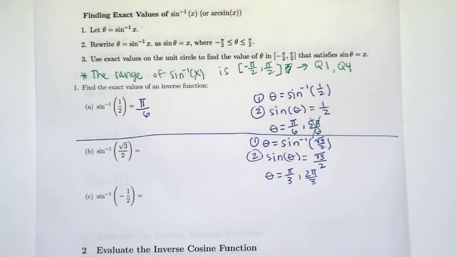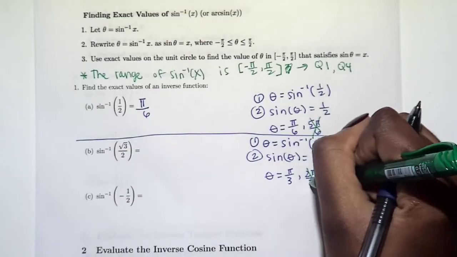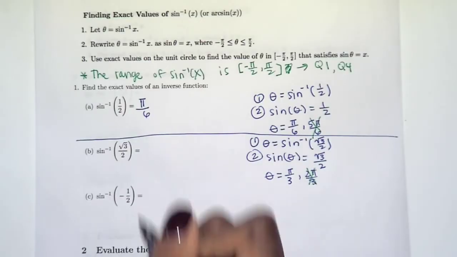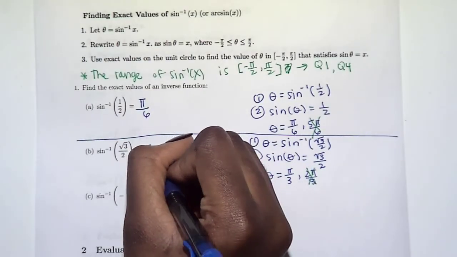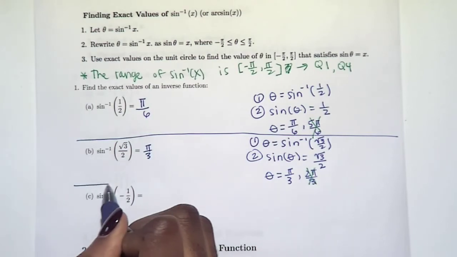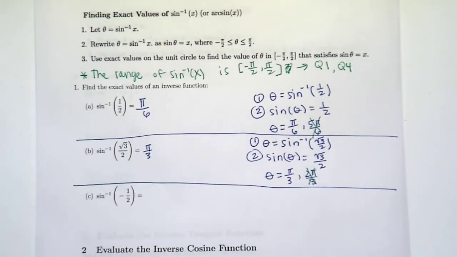Only one of these is correct. It's going to be the one in either quadrant 1 or quadrant 4. So this one is not in either one of those quadrants, so our answer is pi over 3.